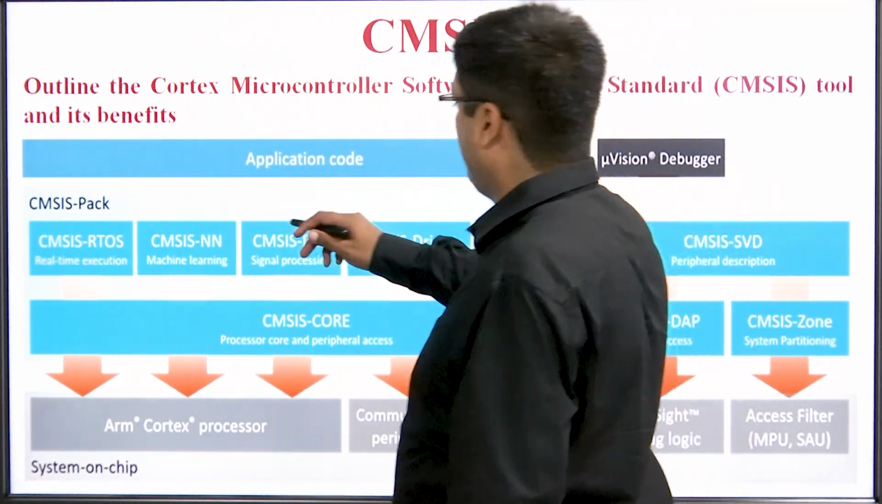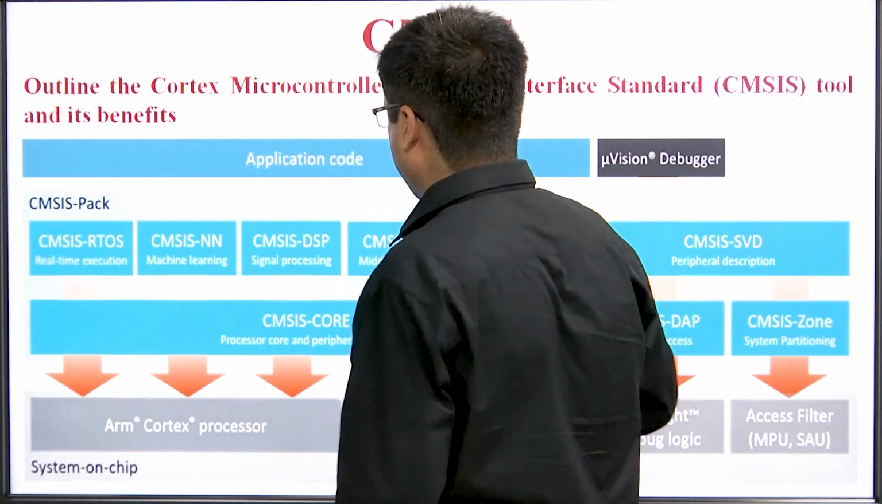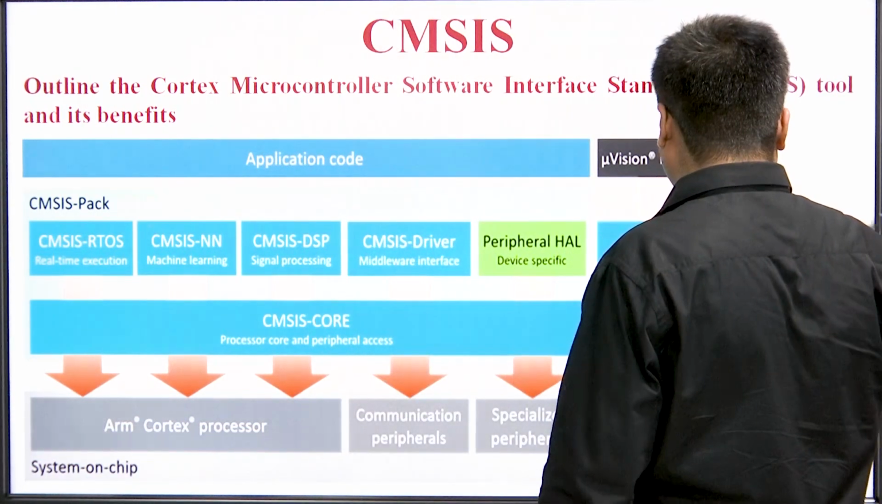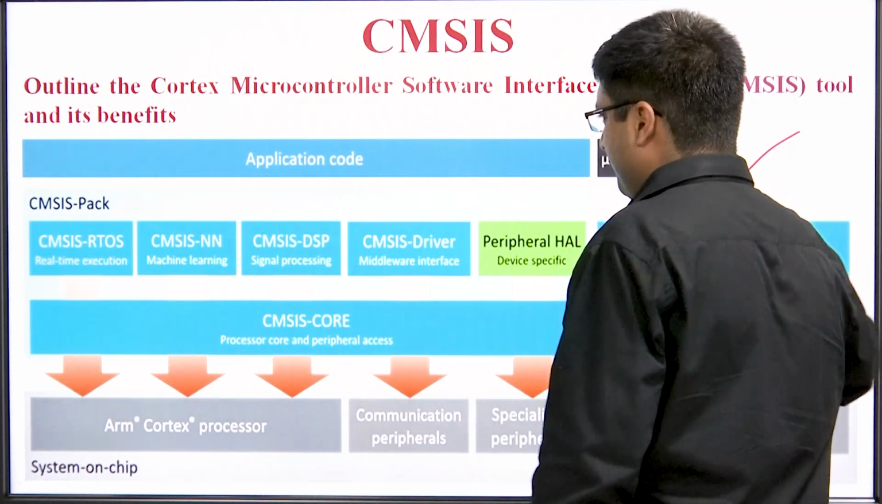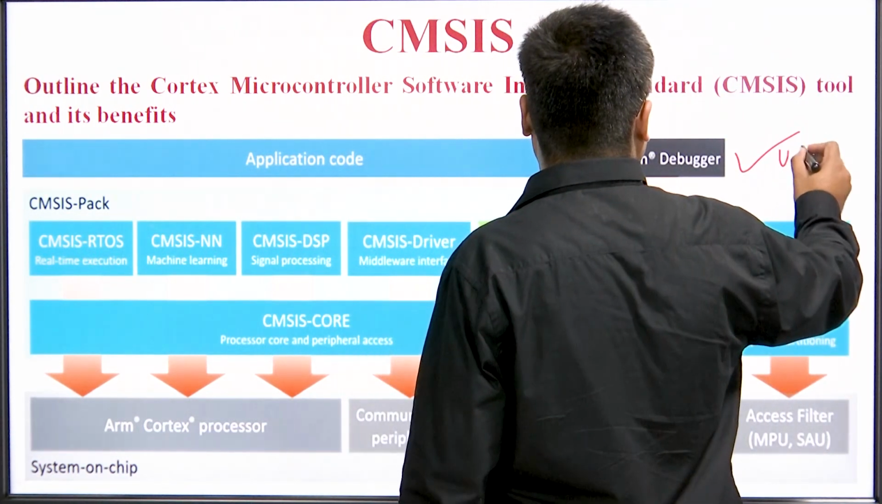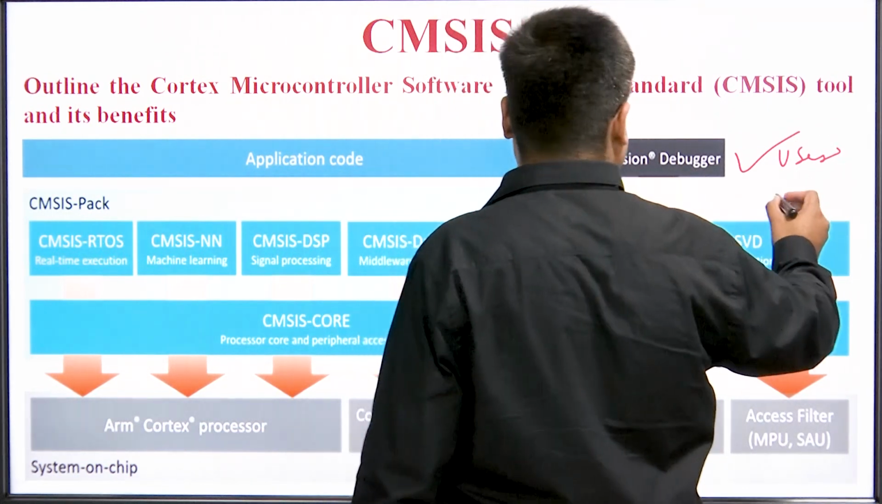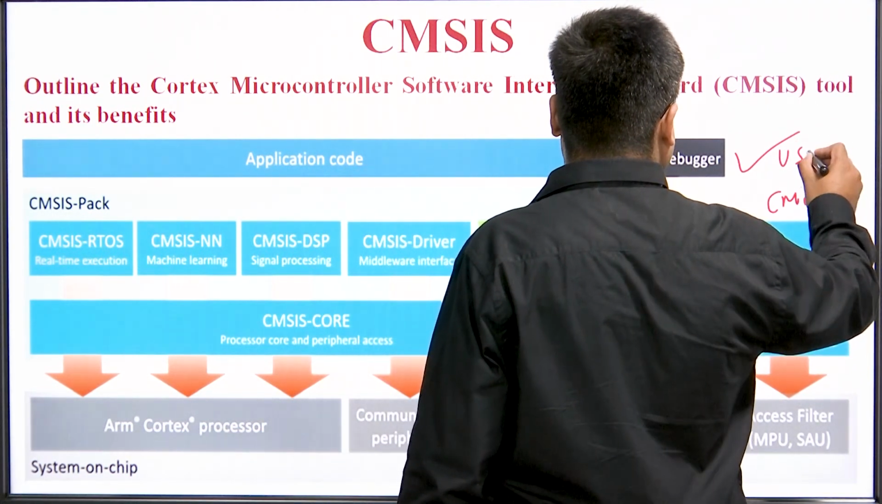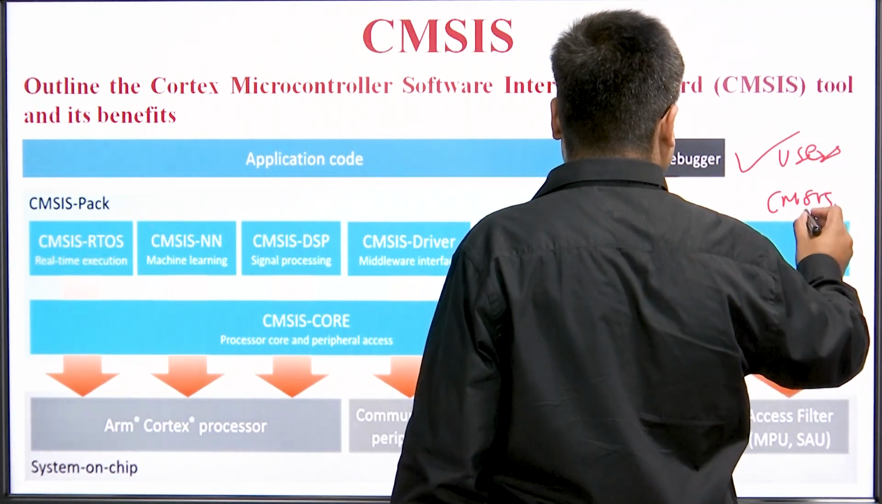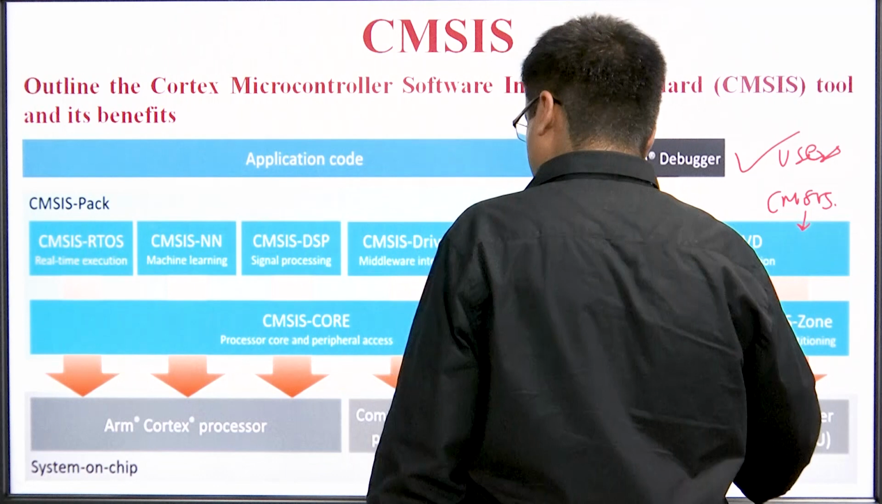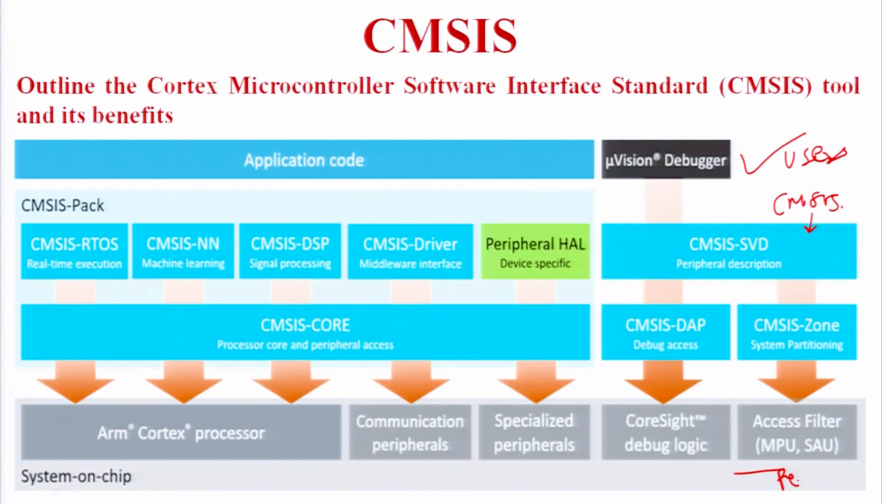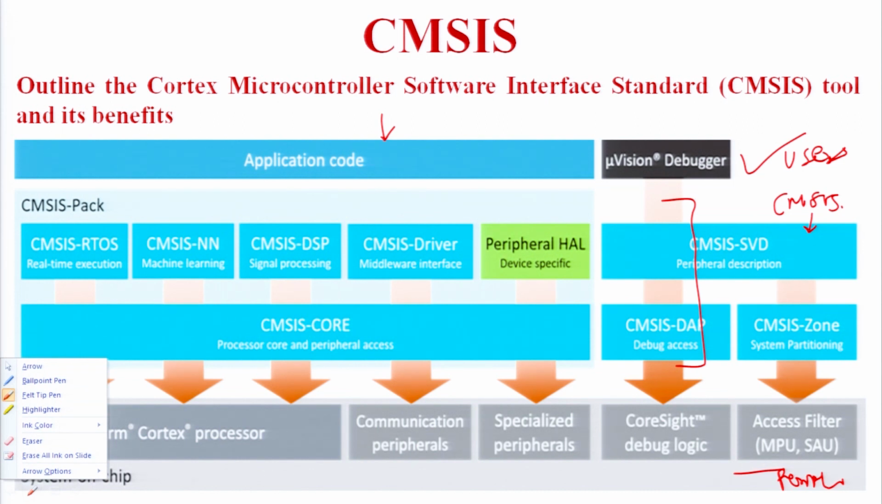Here we will see how the system functions. First of all, it has some layers. This is the application code layer. Application code means it is the user layer. This is the CMSIS layer, and it has a peripheral layer. Peripheral devices are there. So three layers are there. The first one is the user layer, these two are the CMSIS layers, and the last one is the peripheral layer.